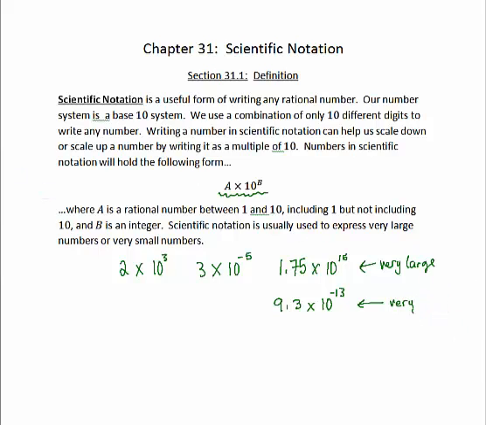You can tell right away whether a number is very large or small when the number is written in scientific notation just by looking at the exponent. So a negative number for the power of 10 means very small, and a large positive power of 10 means very large. Okay, now what is not scientific notation?